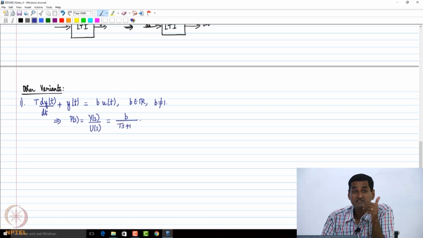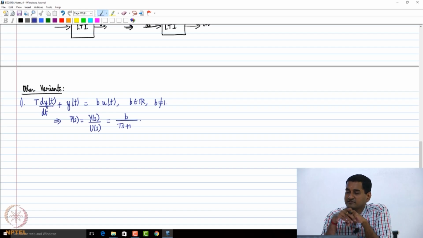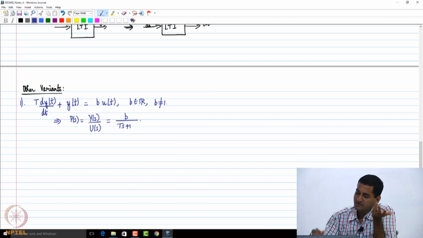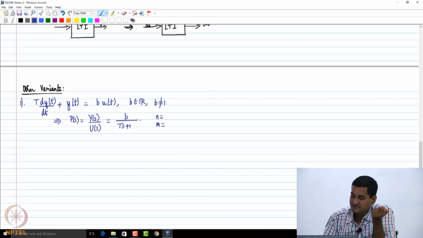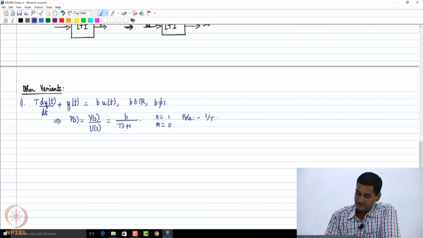Please repeat the same exercise. Apply Laplace transform on both sides, take initial conditions to be 0, and you will see that the plant transfer function is b divided by capital Ts plus 1. The values of n and m remain the same. N is 1, m is 0. The pole is still at minus 1 over capital T. There is no difference or change in those aspects. But what changes now?